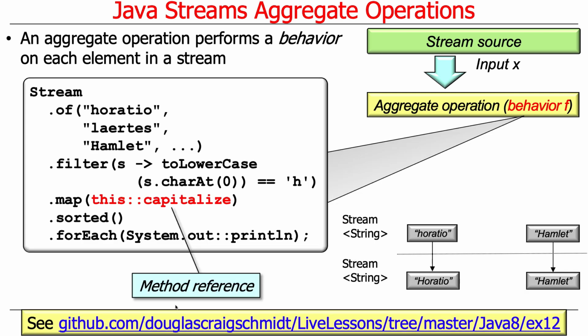Here's a very simple example just from what we've been looking at. Here's a method reference to the capitalized method, which takes a string and converts it into something that's consistently capitalized. So if we have a stream that looks like this, we've got Horatio with a lowercase h, Hamlet with an uppercase h, it'll put Horatio with an uppercase h, and of course Hamlet stays the way it is. So it just makes sure that everything has consistent capitalization. That's an example of something you could apply to each element.